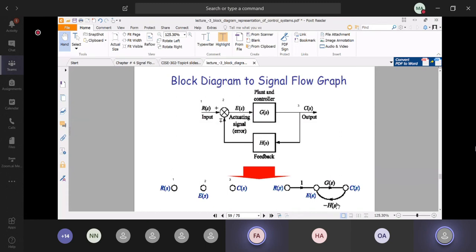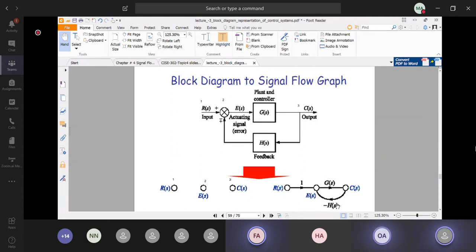ES represents the summation point, the error signal. So we just replace the blocks with an arrow going in a direction. Replace the blocks by a signal, a small arrow, like this. The arrow represents the direction of the signal.